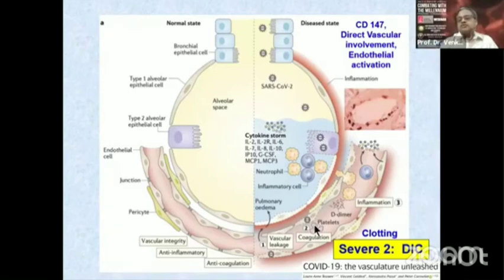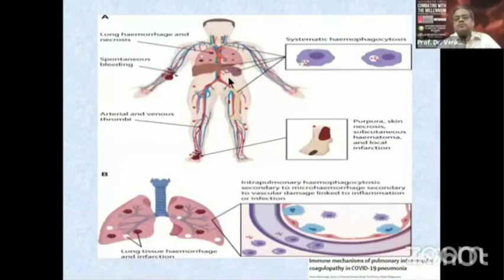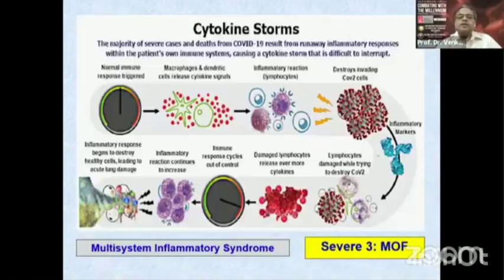So the first type of severe COVID was the ARDS, acute respiratory distress syndrome. The second type is a DIC-like syndrome, where the patient predominantly presents with multiple hemorrhagic spots present all over the body, purpuras, and other areas. Then you have cytokine storms. This is a severe multi-system inflammatory syndrome or multi-system organ failure.